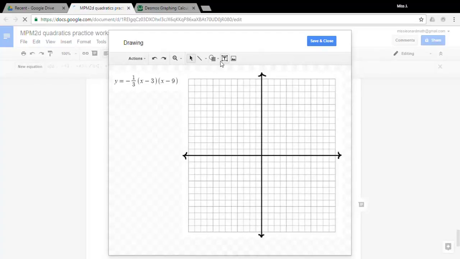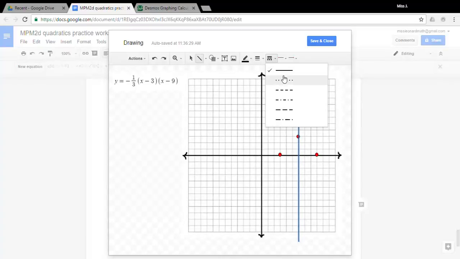So let's start off by drawing in our roots. Make these points a little bit bigger this time. That's nice. All right, so we had a root at 3. We had a root at 9. We found that our vertex was the point 6 and 3, so something about there. And let's put in our axis of symmetry as well. So going through the line x equals 6. Way better.